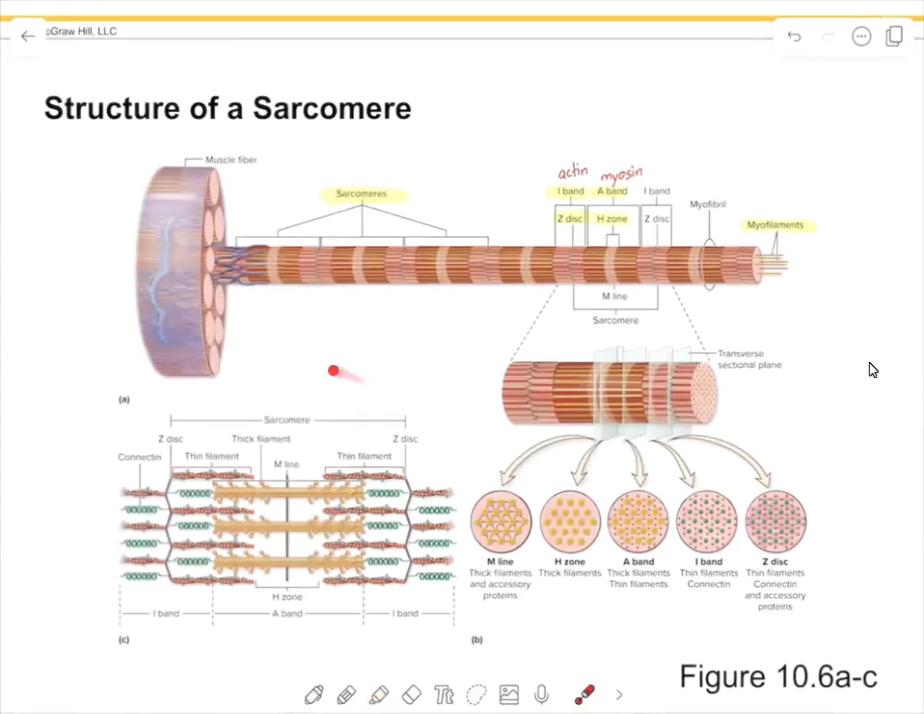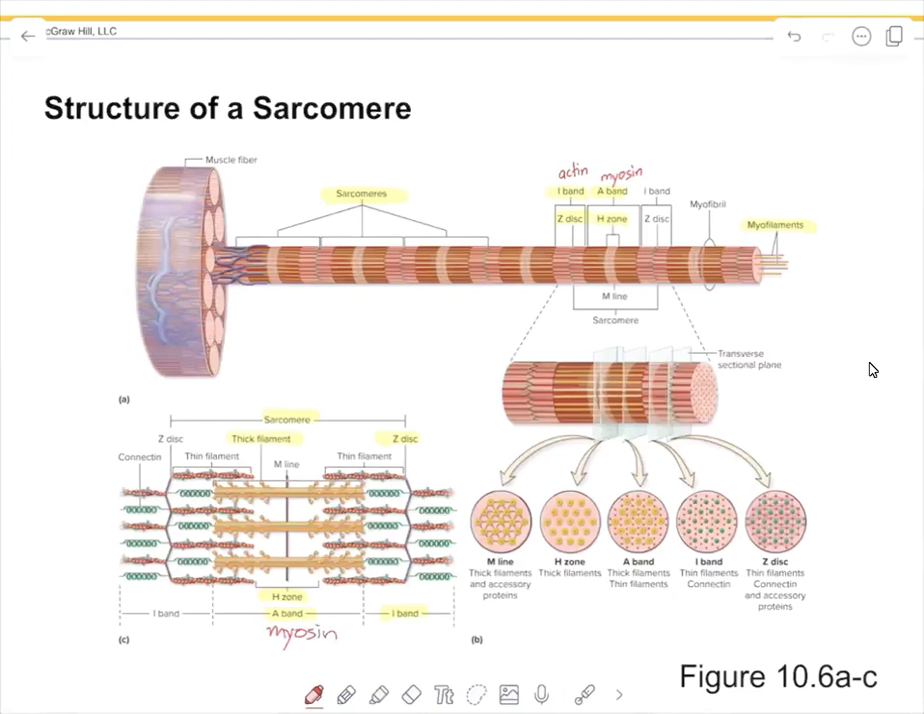This is showing a different view of the sarcomere here, and you can further see the difference between the thin filament and the thick filament. So again, I'd like you to notice that the A band has the H zone in it, so HA, H in A. We have the Z disc in the I band, and you can see the proteins that are present. So just remember the thick filament is in the A band, which is going to be myosin.